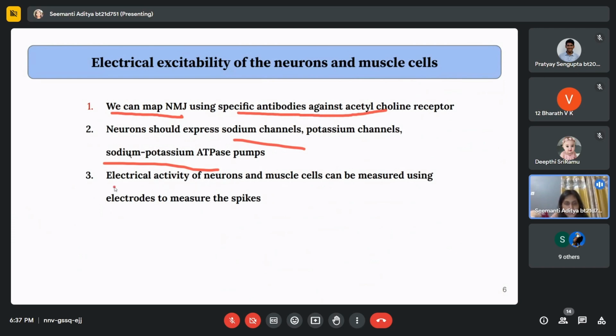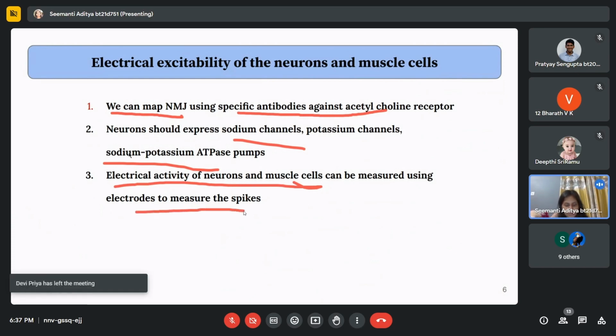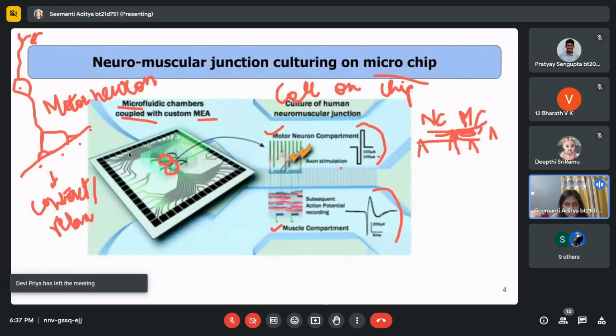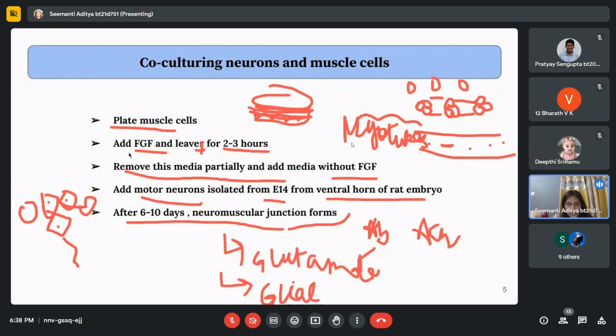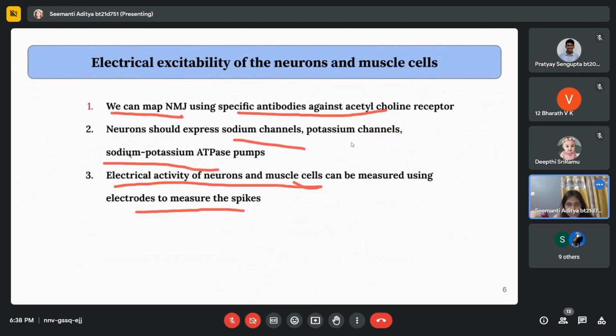activity. This electrical activity of the neurons and muscle cells can be measured using electrodes to measure the spikes, as is shown here. If we add a stimulus, then it should be able to generate an action potential. The action potential is basically the electrical impulse that is generated in response to a particular stimulus. So the electrical excitability of the neurons and the muscle cells can be measured using those electrodes.